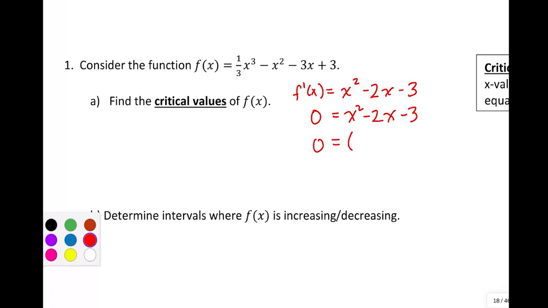So anyway, we can solve this by factoring. And what would this be? x minus 3 times x plus 1, which gives us two critical values, one at 3 and one at negative 1.